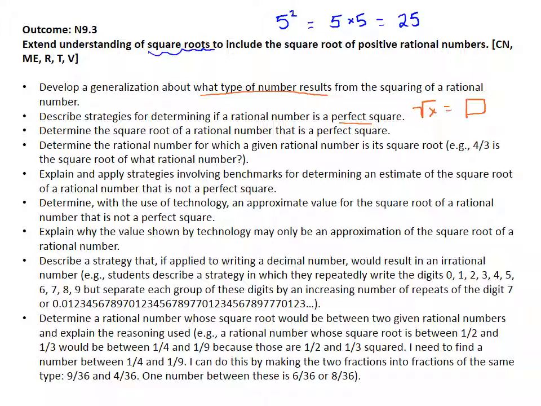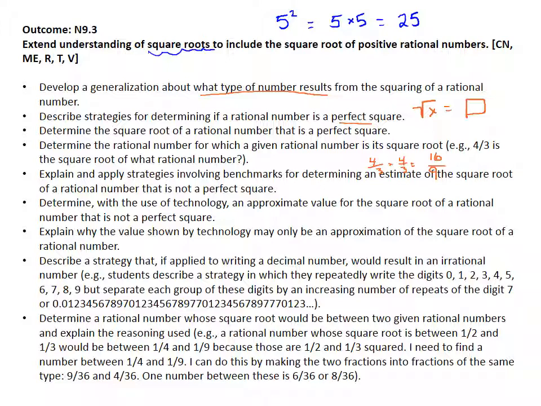Determine the rational number for which a given rational number is its square root. So 4/3 is the square root of what rational number? So if you took 4/3 and multiplied it by itself, you're going to get 16/9. Okay.